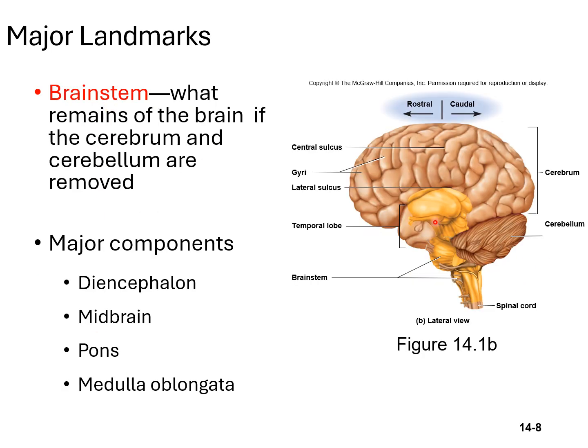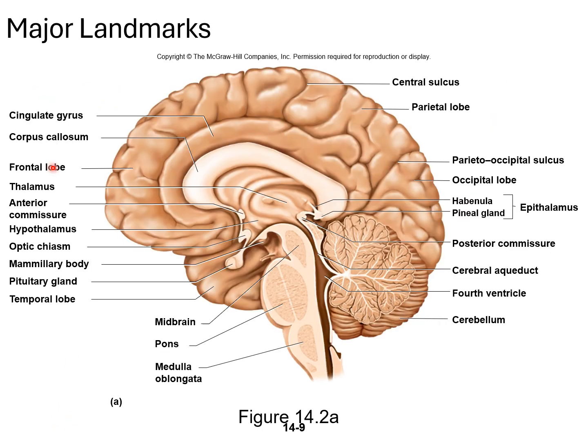Brainstem, you kind of saw that. The brainstem is going to have the diencephalon. Diencephalon is going to be all up here. Midbrain is up there. Pons is going to be right there. Medulla oblongata is going to be down there. We're going to look in more detail at what are the parts of the diencephalon, what's happening in the midbrain, the pons, and the medulla. This is your corpus callosum I mentioned before.